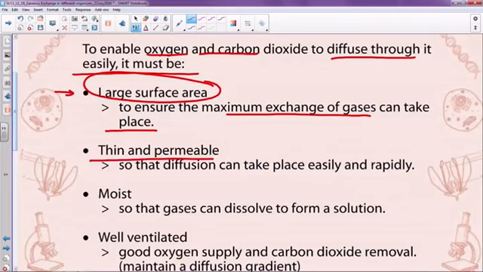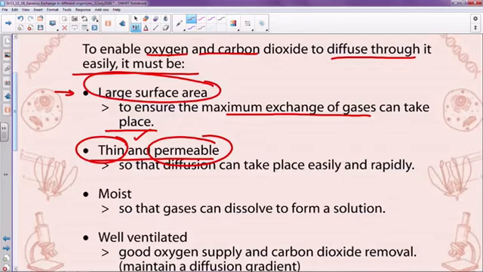And if you think about thin and permeable, thin refers to the thickness of the membrane that lines the cells or the area where the exchange of gases occurs. So that surface needs to be thin. It also needs to be permeable, in that it allows gases to freely pass through with little or no energy required. And we refer to that as being permeable.